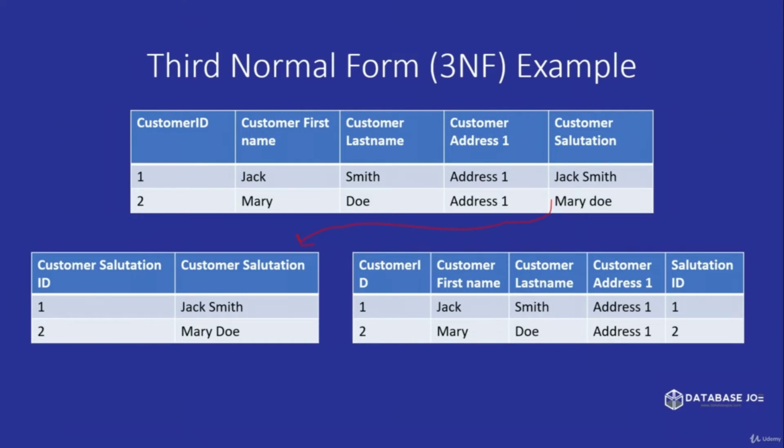What do I mean by this? Well, let's say that customer ID 2, which is Mary Doe, should get married to Jack Smith, and she wishes to change her last name to that of Jack's last name, which is Smith. We would also need to update her salutation as well. This is what a transitive functional dependency is. To fulfill 3NF, we can create a salutations table with a foreign key constraint to the newly created column called salutation ID.